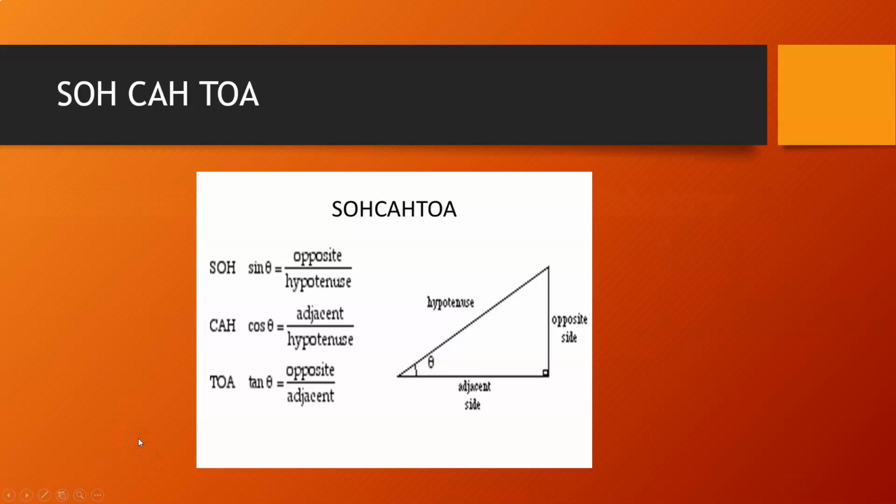So the first thing is you need to know SOHCAHTOA. You don't need to memorize it. It is on the equation sheet, but you need to know how to use it. If you don't, make sure you do.